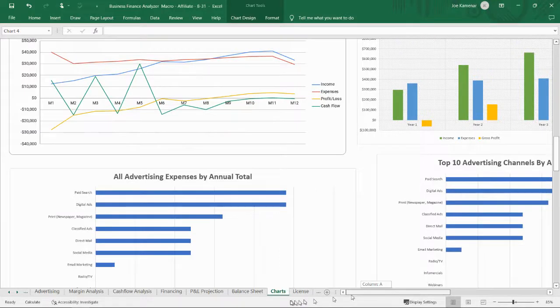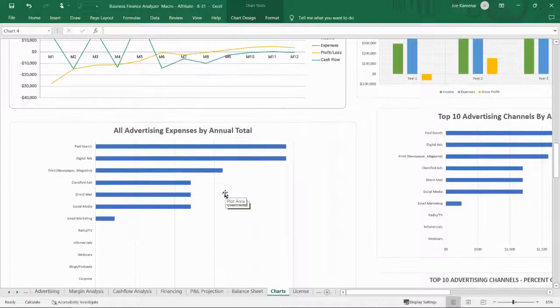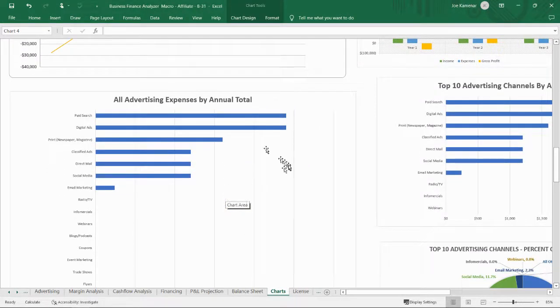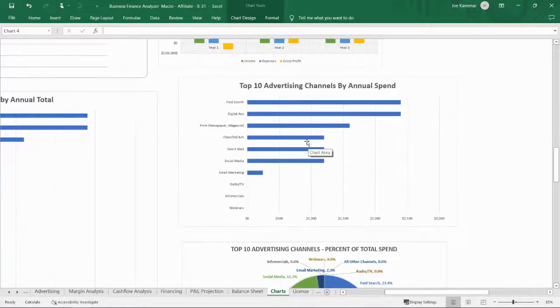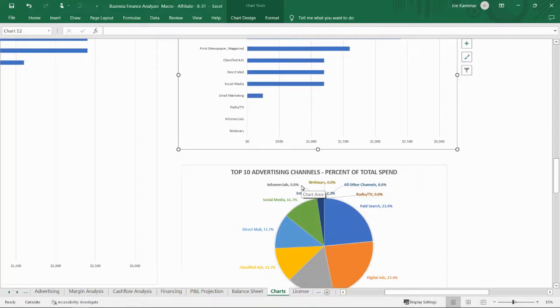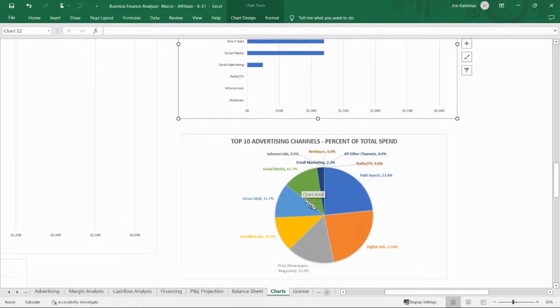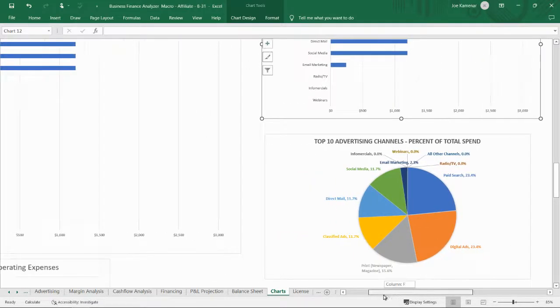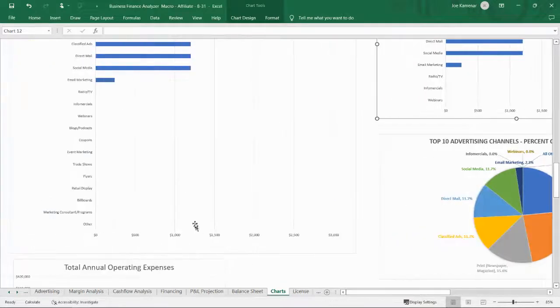Now we come to advertising. All advertising expenses by annual total. Or if you just want to look at the top 10 advertising channels by annual spend. If you don't like the word channels, change it. You can edit the text. And here's a percent of total spend for the top 10. So your lender can look and say, wow, you're paying a lot of money on paid search, or why are you spending so much money on direct mail, or not enough money on direct mail? You have all your ratios here.